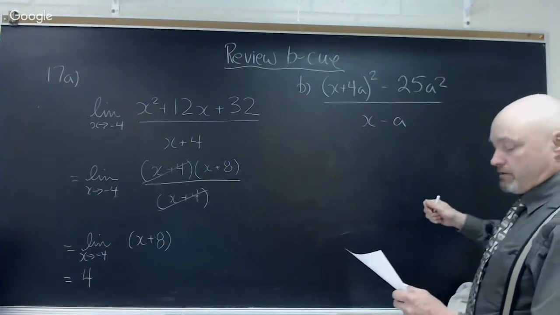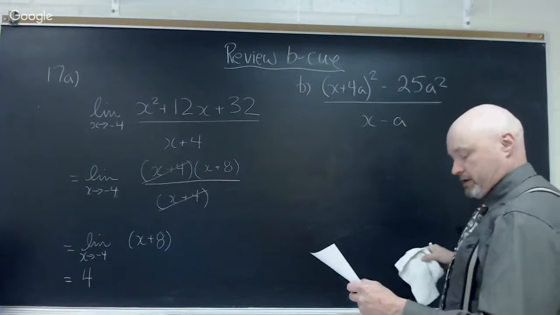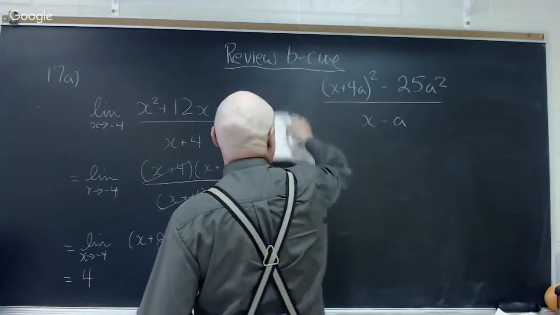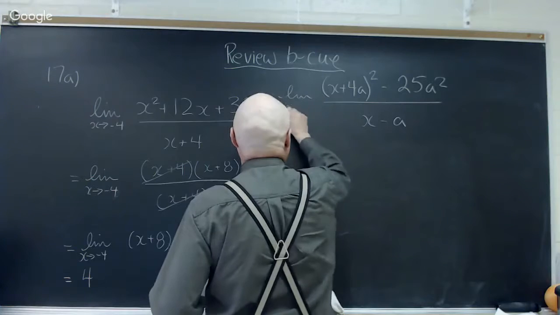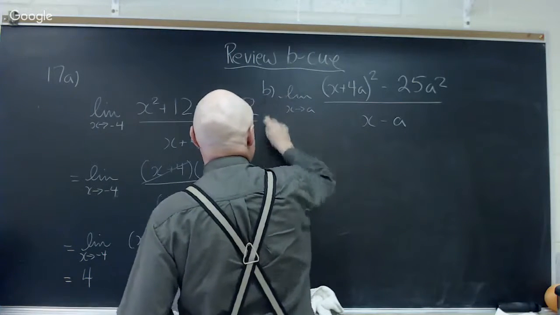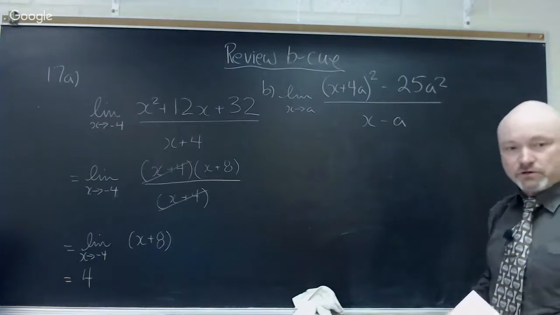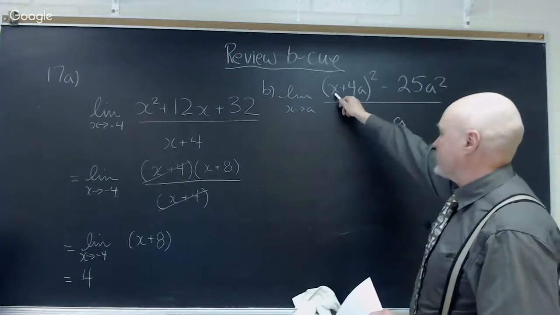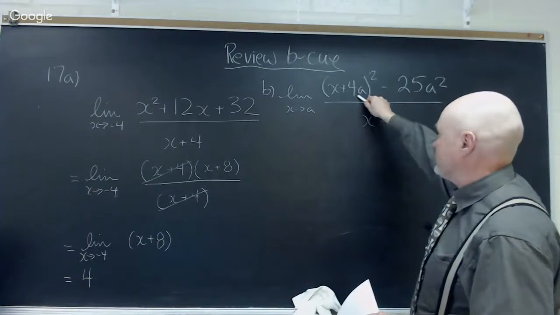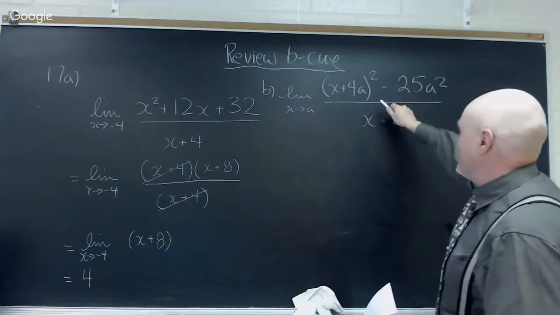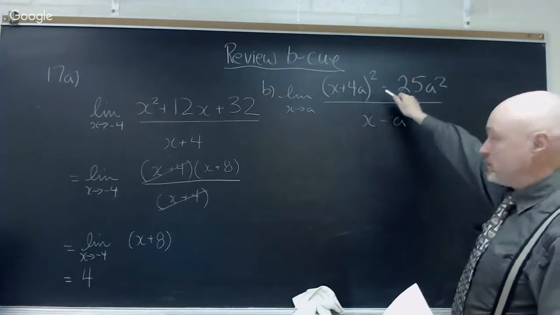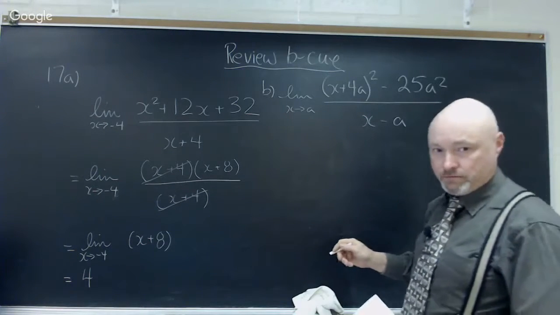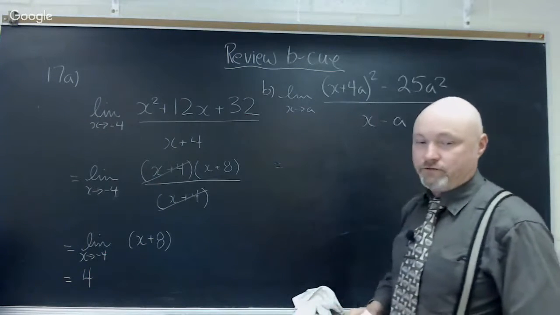So the question actually, and I don't have the limit written in here, but I should, because this is the limit as x approaches a. And so this is one of these crazy ones, 17b, where x isn't even approaching a number, it's approaching a letter. Well, a plus 4a is 5a squared here. And 5a squared is 25a squared minus 25a squared. I'd get a 0 on top. And a minus a, I'd get a 0 on bottom. And so we have to fix this.